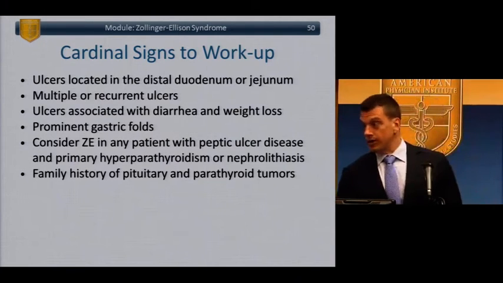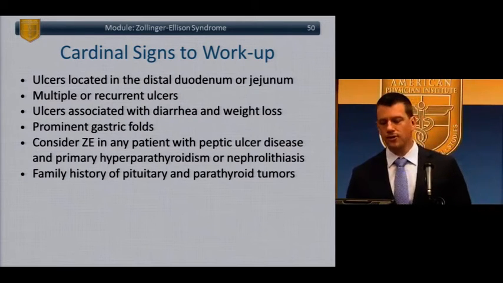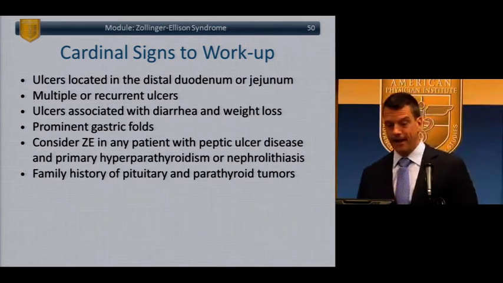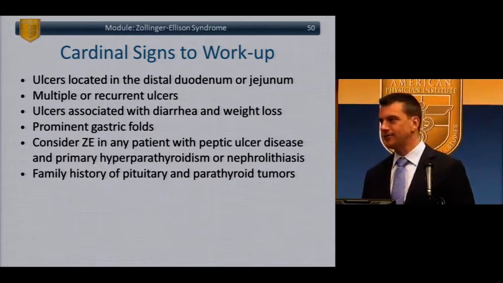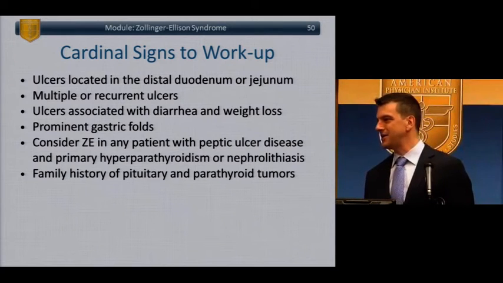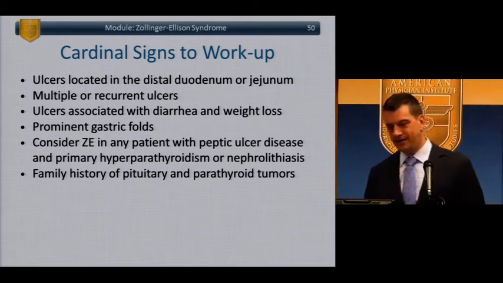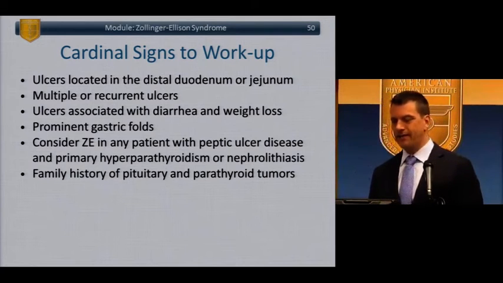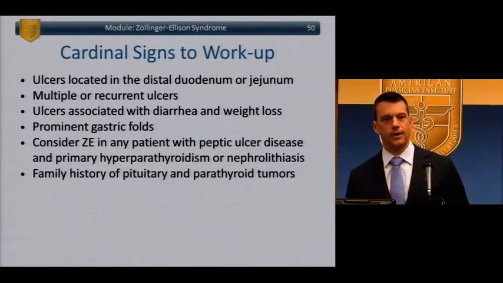The cardinal signs to work up here, and these are something to remember: ulcers located in distal duodenum and jejunum, multiple or recurrent ulcers, ulcers associated with diarrhea and weight loss, prominent gastric folds, and then ZE in any patient who has primary hyperparathyroidism and kidney stones should probably be worked up. So that's a good question to ask, have they had nephrolithiasis? Any family history of pituitary and parathyroid tumors should probably prompt workup as well.